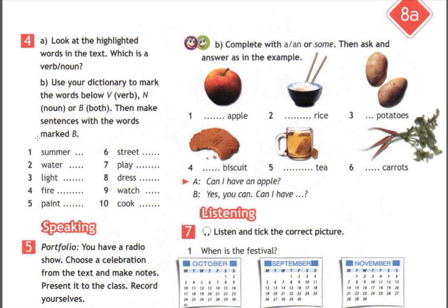My dear friends, we must do exercise number 4, letter B. Use your dictionary to mark the words below. V, verb, and noun, or B, both. Then make sentences with the words marked B.